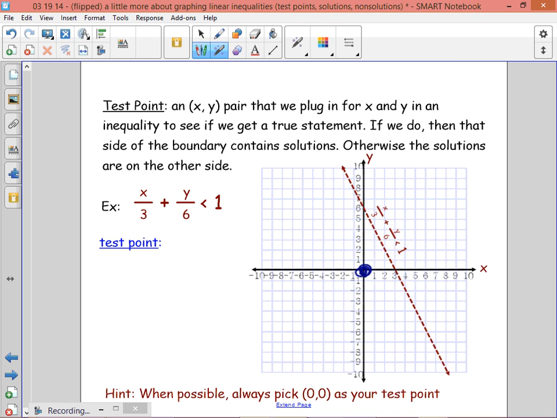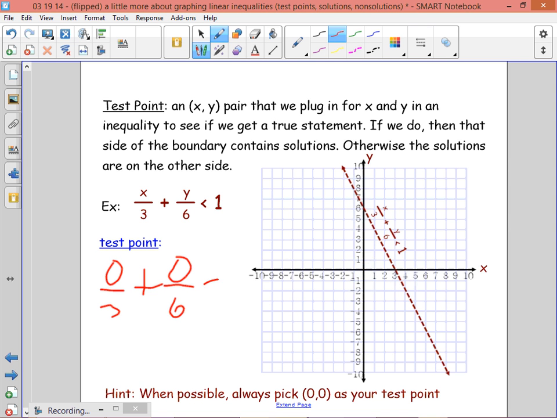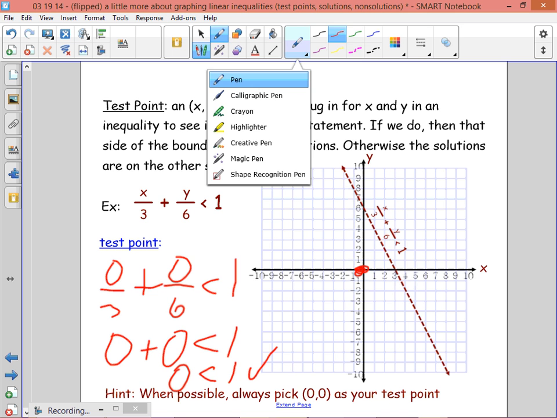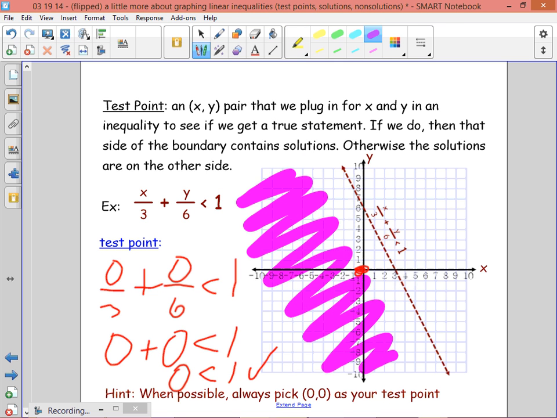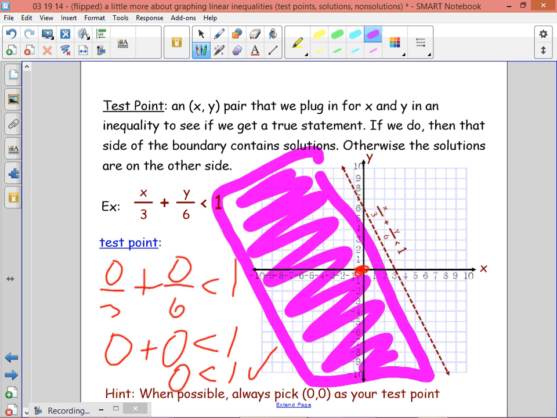Look what happens here. 0 over 3 plus 0 over 6 is less than 1. 0 over 3 is 0. 0 over 6 is 0. Is 0 plus 0 less than 1? Meaning, is 0 less than 1? Yes, it is. So the side of the line that has the test point is also the side of the line that has solutions. And that's it. That's all test points are.